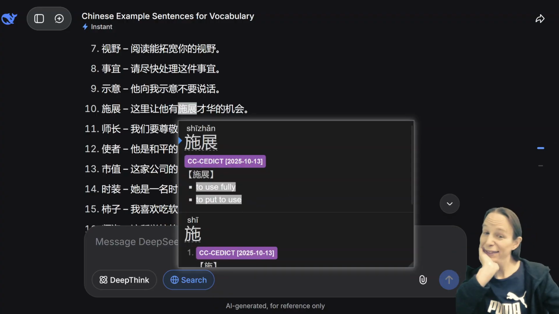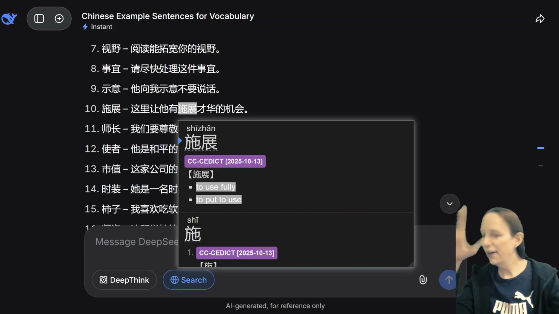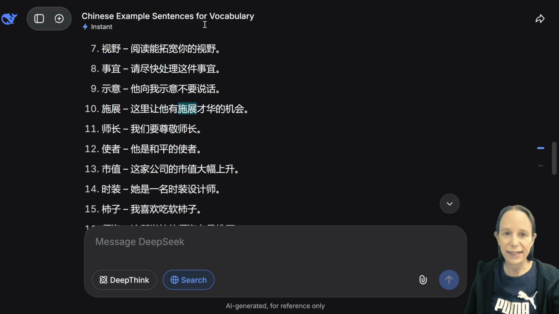Put to use. Okay, so it's not increasing his level of talent. It is taking his current level of talent and applying it. Okay, let's look at some examples.